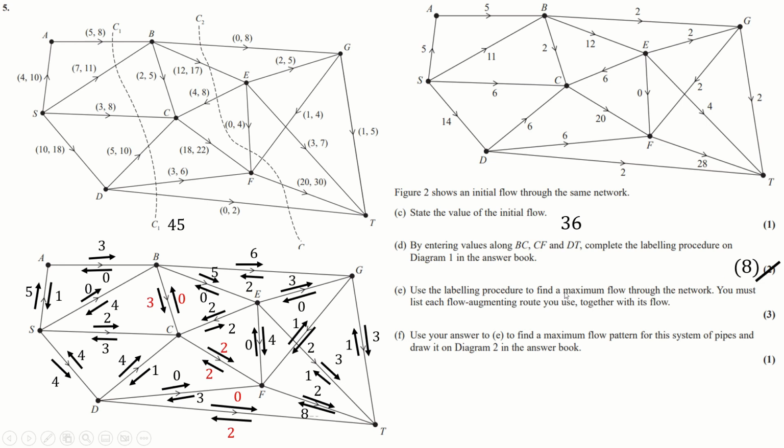Use the labeling procedure to find the maximum flow through the network. So what we need to do is study this thing quite carefully and just find some optimizations. So for example, it starts at S, finishes at T. Can we find a route that gets from S to T where we've just got lots of forward arrows with lots of numbers in them that we can just use?